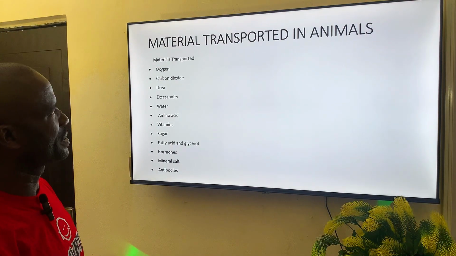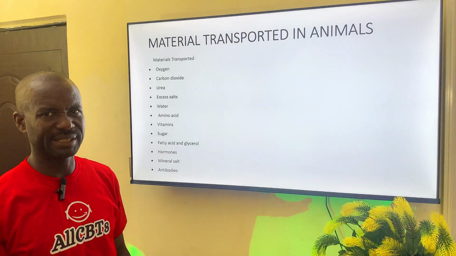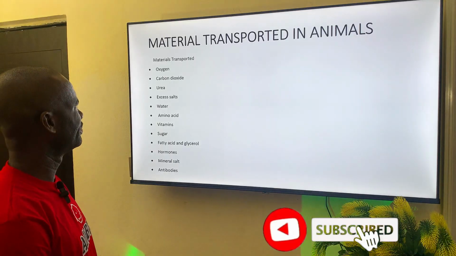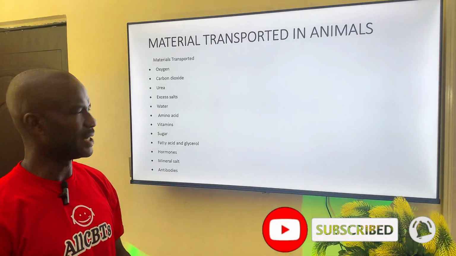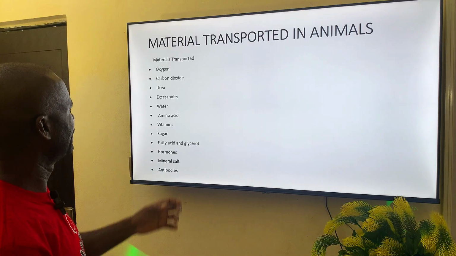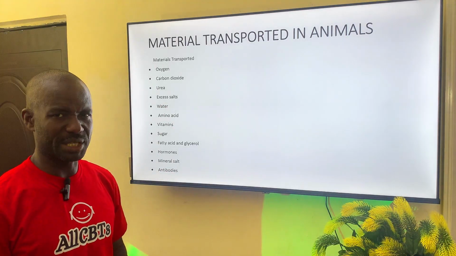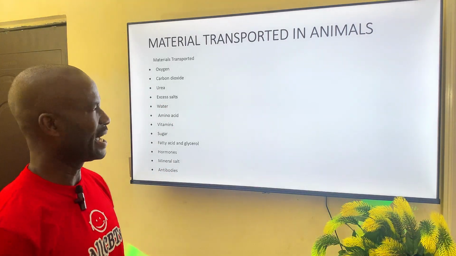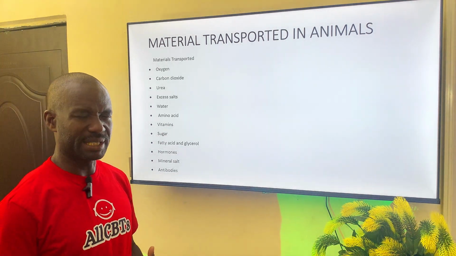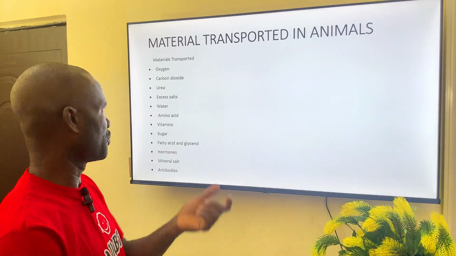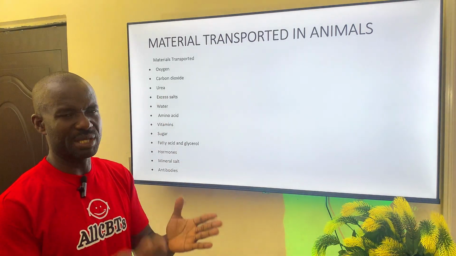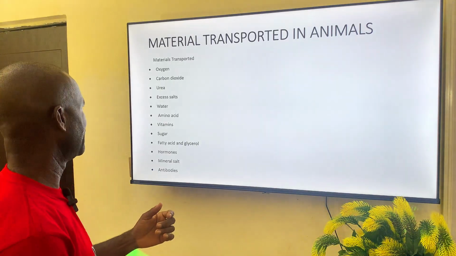Materials transported in animals. What are these materials that are being moved from one point to the other? Number 1 is oxygen. Oxygen is being transported from the cell to other parts of the body. Carbon dioxide is also being transported. Like I said, in animals carbon dioxide is a waste product produced from the cell, and it has to be exhaled through the nostril. Then we have urea. This is the breakdown of protein, which constitutes poison to the body. It has to be taken up.